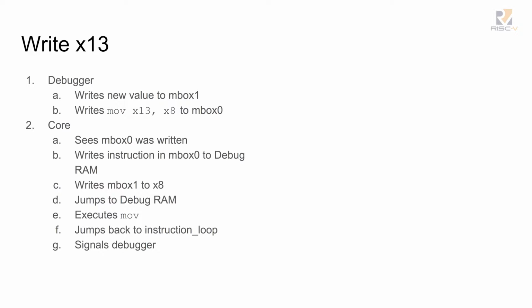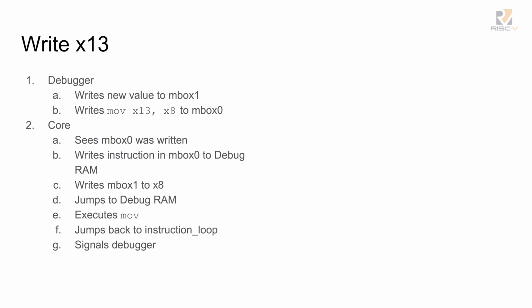Fairly straightforward. The debugger can write the new value to mbox 1, and it writes a move instruction to mbox 0. And the core, which was waiting for mbox 0 to be written, sees, oh, it was written now. So it takes this instruction and writes it into the RAM. It writes mbox 1 to x8, because that's the hard-coded behavior. It always does that. Then it jumps to debug RAM, which executes the move instruction.